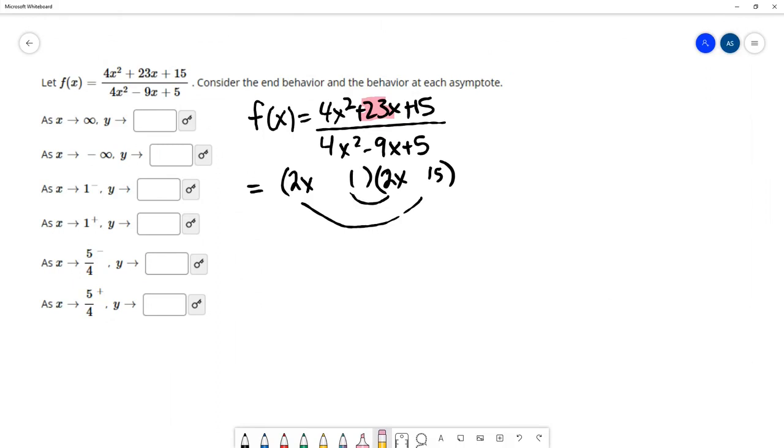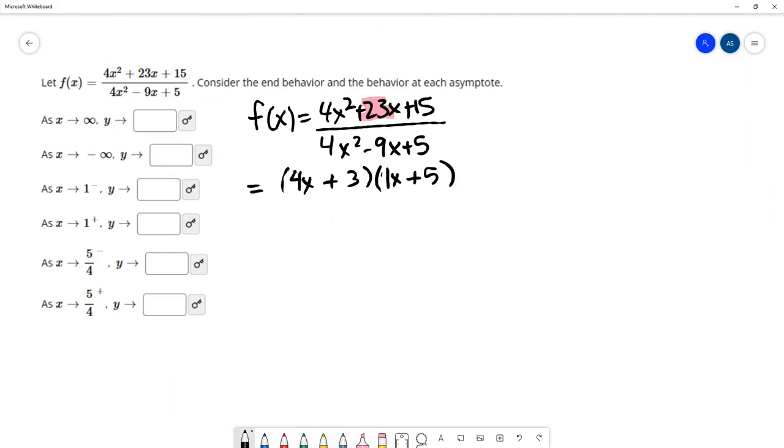So let's try, instead of 2 and 2, let's try 4 and 1 for the front, 4x and 1x. And 5 and 3 would give me 5 and 12. That's not right, but let's switch them. Do a 5 here and a 3 here. That gives me 20 and 3. Okay, so we've got the correct factorization now for the numerator. 4x plus 3 times x plus 5.